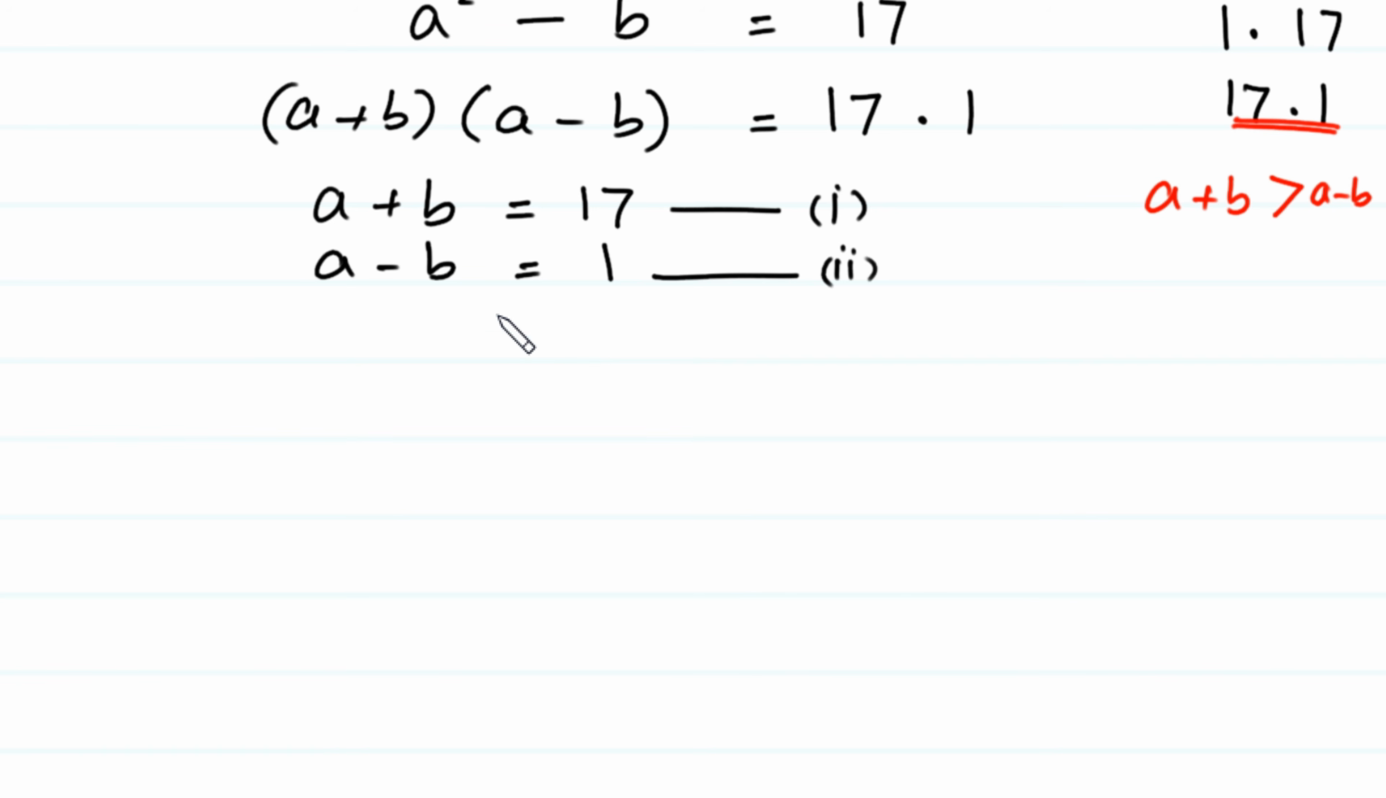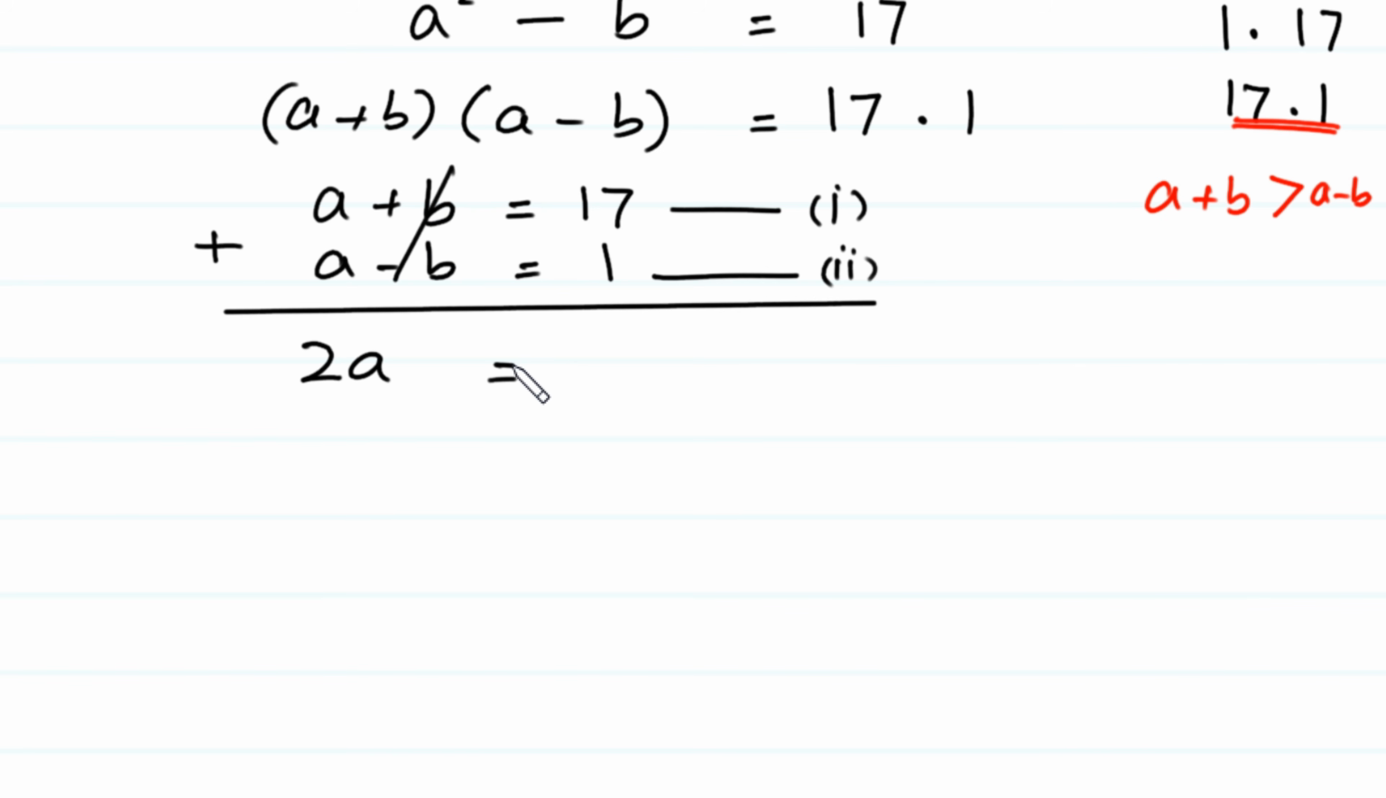Now to find the values of a and b from these equations, we add these equations: 1a plus 1a, 2a, and this plus b will be cancelled with this minus b, is equal to 17 plus 1, 18. Now we divide both sides by 2. This 2 will be cancelled with this 2, and a is equal to 18 divided by 2, 9.